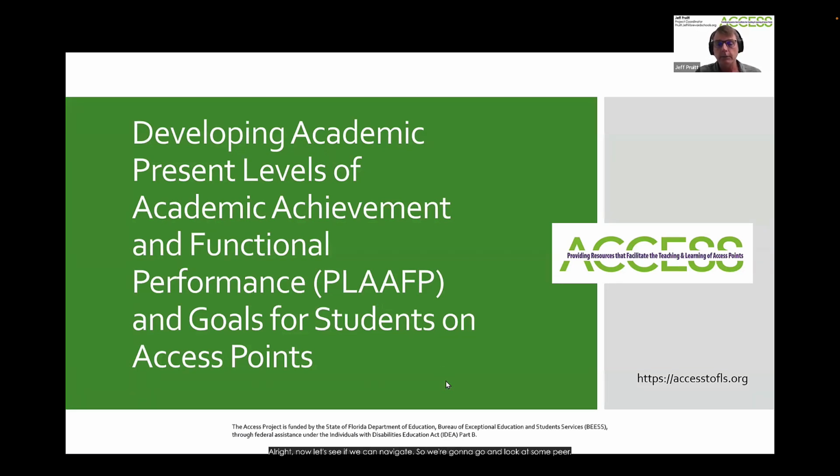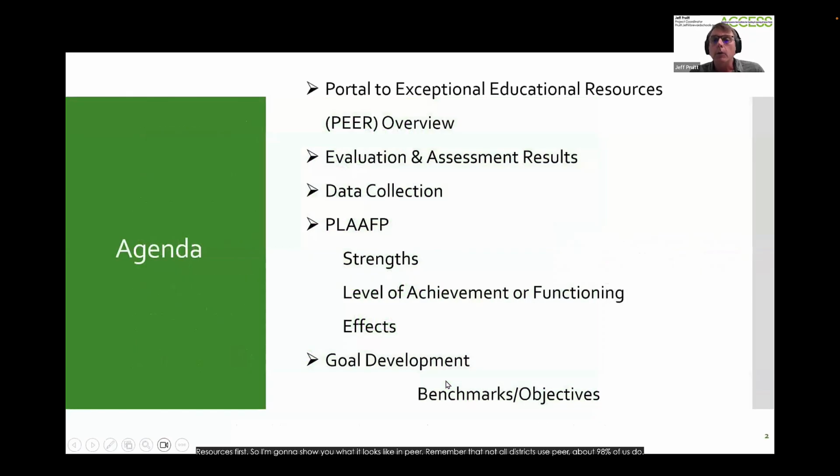All right, now let's see if we can navigate. We're going to look at some PEER resources first. I'm going to show you what it looks like in PEER. Remember that not all districts use PEER, about 98% of us do. There's a Focus, there's an Enrich, and there are a few others out there.